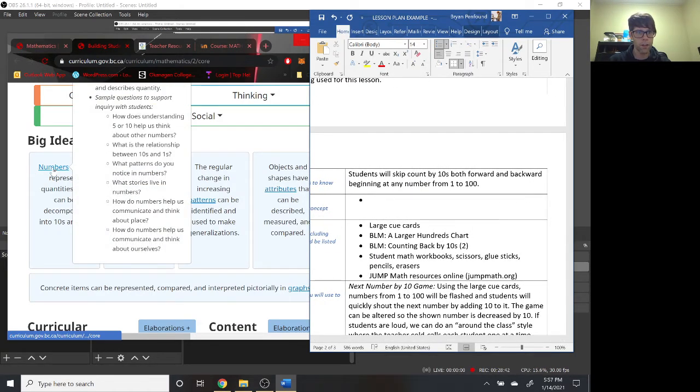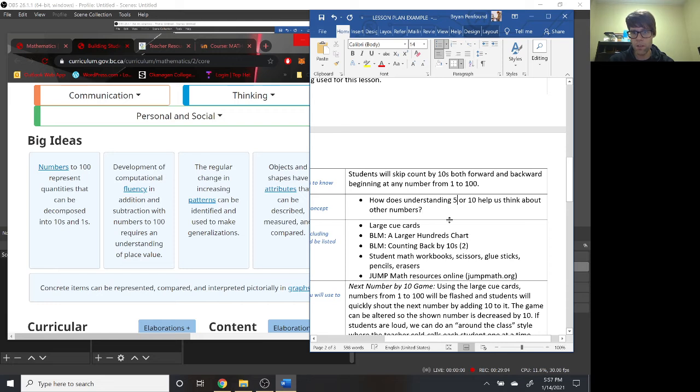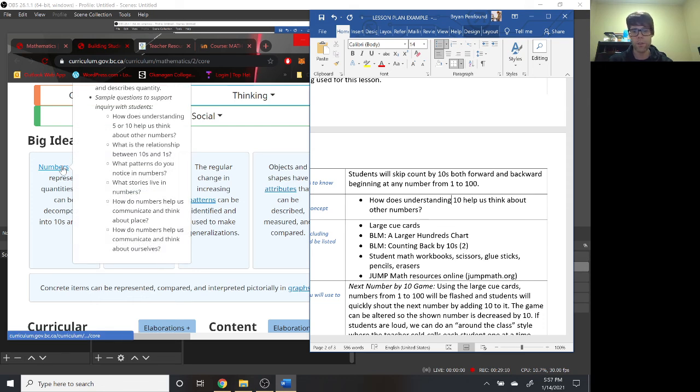So if I hover back over, how does understanding, and then, I don't know, 5 or 10 help us think about other numbers? I think that's a good essential question, especially understanding 10. So I could get a bit more specific, right? I could say, how does understanding 10 help us think about other numbers?